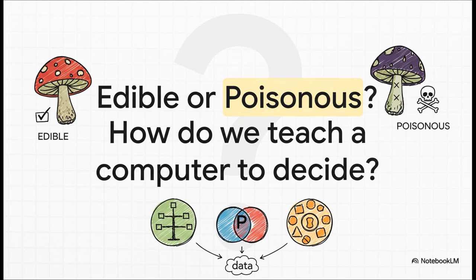So, to really get our heads around this, let's start with a problem that's, well, a little high stakes. Imagine you're a computer program and you're looking at this mushroom. The question is simple: edible or poisonous? You can't taste it, you can't smell it. All you can do is look at its features. So, how do you build a system to make the right call every single time? That right there, that's the core challenge of classification.